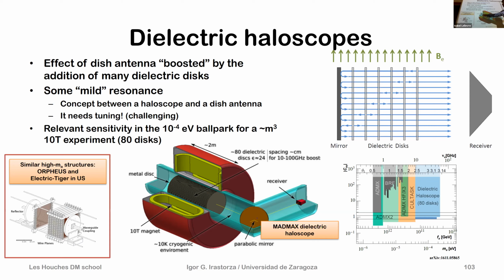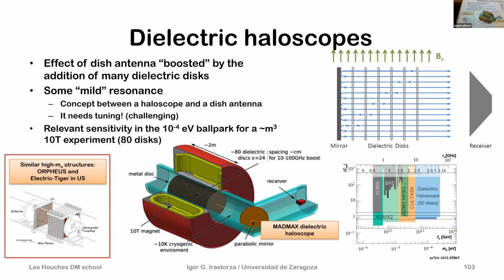You can see here that there are many disks stacked one after another. I think the final goal is to use 80 disks. And all this is embedded in a very strong 10 Tesla dipole magnet, which is by itself also a challenging magnet that should be built specifically for this experiment. And then, okay, this is reflected and received here.